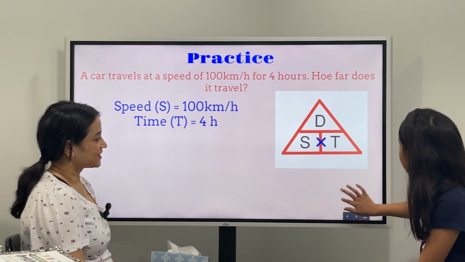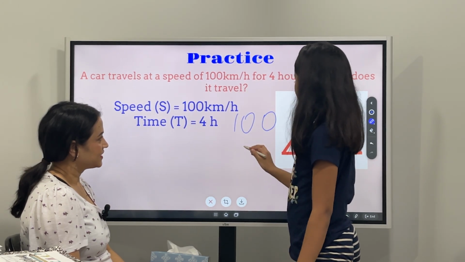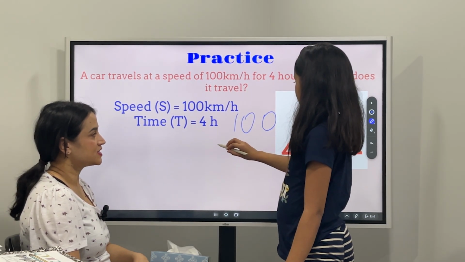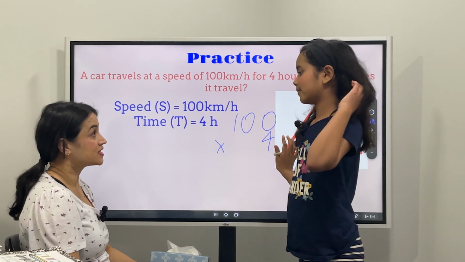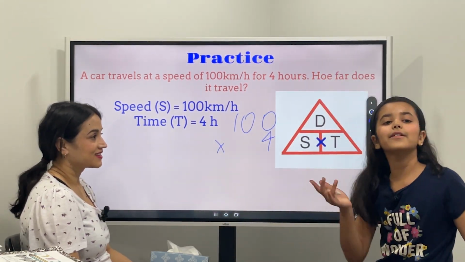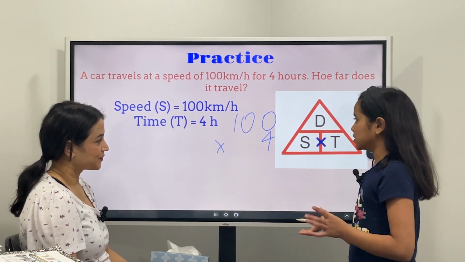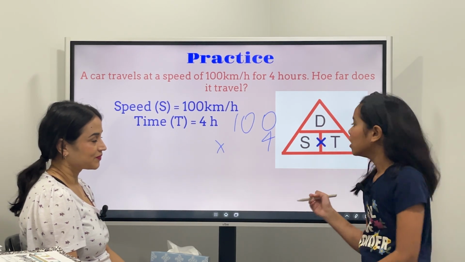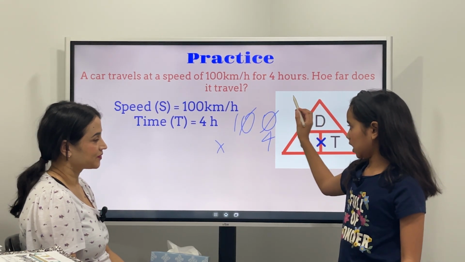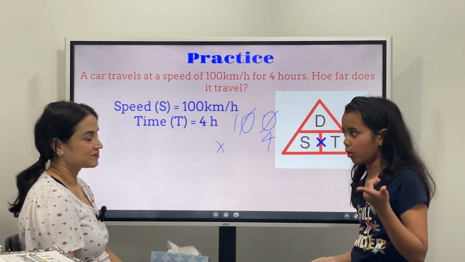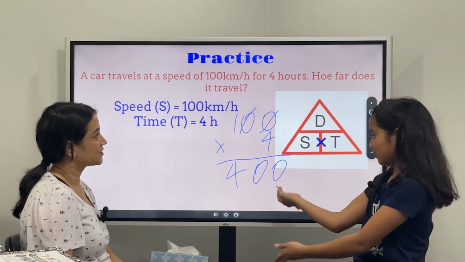Okay, so let's just do it here. Remember the rules. Distance is equal to what? Distance equals speed times time. So instead of doing 100 times 4, we could just take out the two zeros, and basically it's 1 times 4, which is 4. And then you just add two zeros. That's it. Voila!